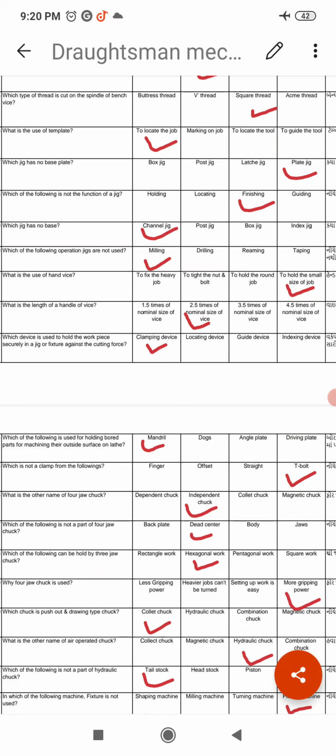Option D. What is the other name of a four-jaw chuck? Answer is independent chuck. Other name of four-jaw chuck, it's independent chuck. Option B. Which of the following is not a part of the four-jaw chuck? Answer is B, dead center.